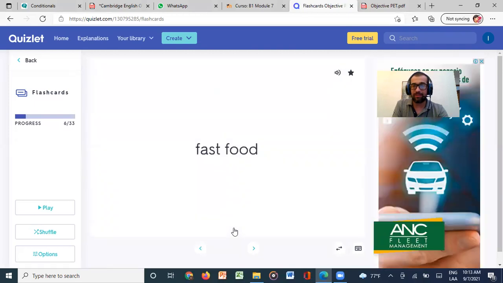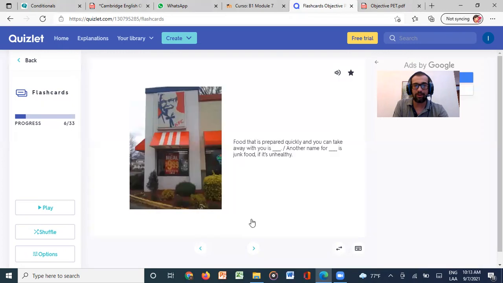Now let's go with fast food. Okay, we have an example of fast food here. Food that is prepared quickly and you can take away with you is fast food. Another name for fast food is junk food, if it's unhealthy, right? So these are all kinds of fast food that we know, right? In this case, KFC, right?